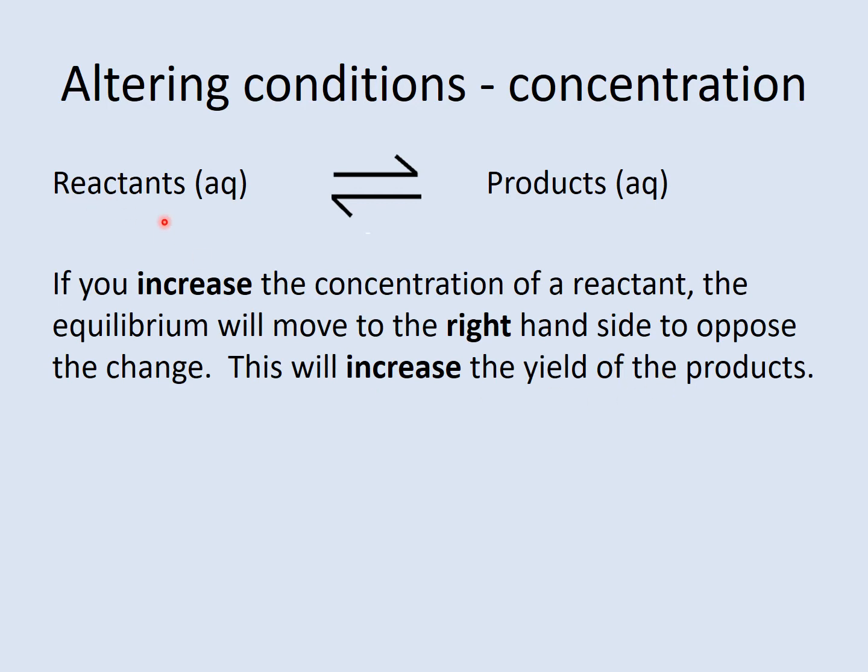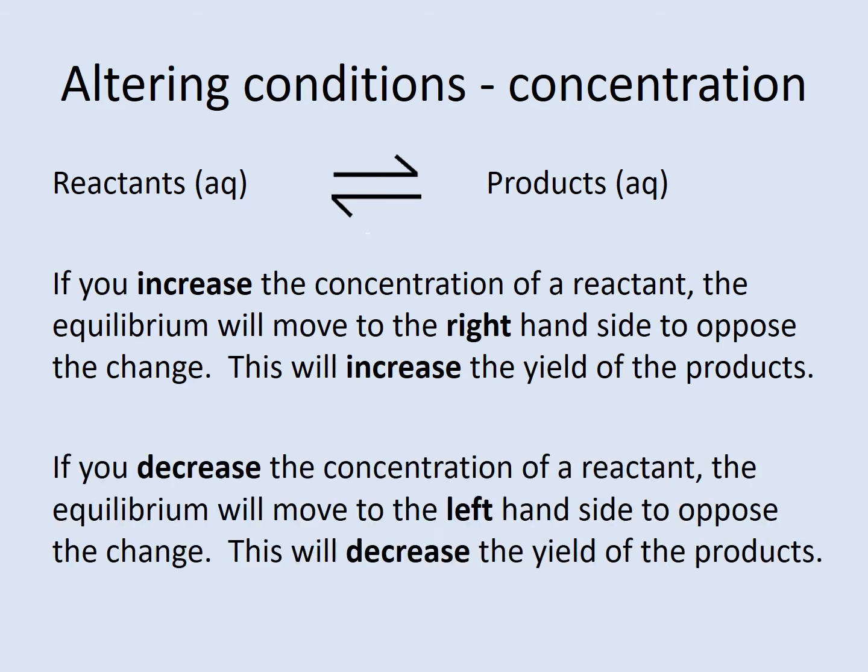So if you add more of your reactant, the equilibrium will move to the right-hand side. Okay, why? Well, because it tries to oppose the change, so it tries to remove that reactant by shifting the equilibrium to the right, and therefore you will get more products.